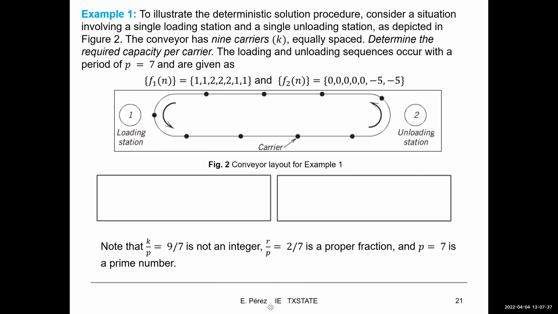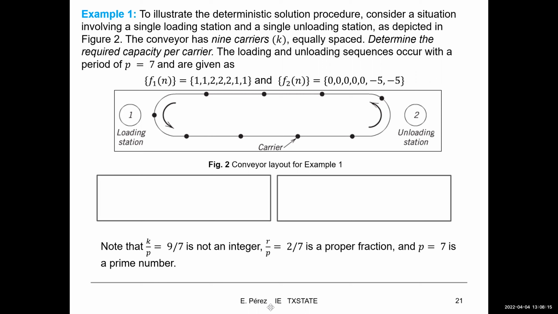And the loading and unloading sequences occur at a period of P equals 7 and are given here. So F1 is the sequence of loadings that are going to happen here per time period. So you're going to load one first, then another one, then 2 on the next carrier, 2 on the next carrier, 2 on the next carrier, 1 in the next carrier, and 1 in the next carrier. So we're looking at the deterministic scenario in which we know what's going to happen, right? So I'm giving you that. This is what we expect to happen per time for loading.